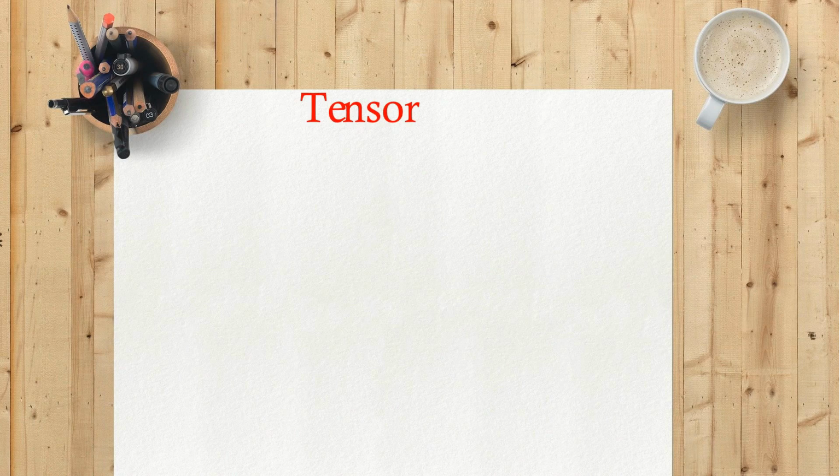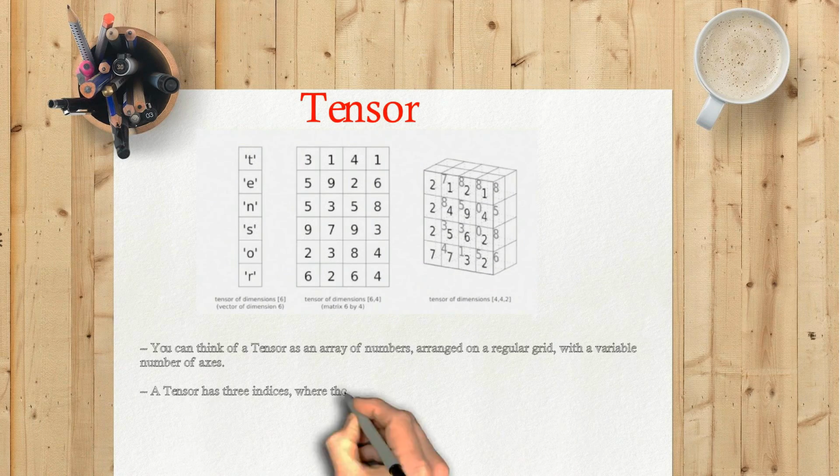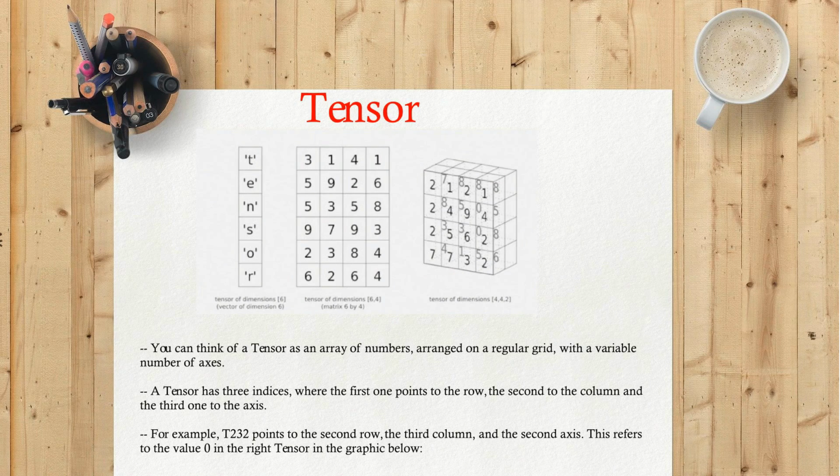Tensor. You can think of a tensor as an array of numbers, arranged on a regular grid, with a variable number of axes. A tensor has three indices, where the first one points to the row, the second to the column and the third one to the axis. For example, T232 points to the second row, the third column, and the second axis. This refers to the value 0 in the right tensor in the graphic below.